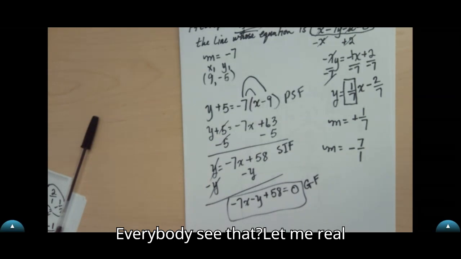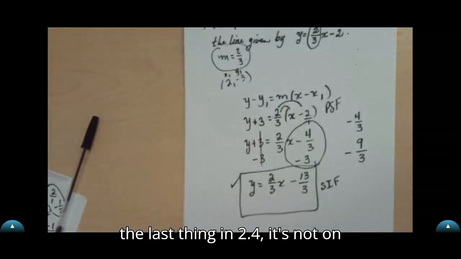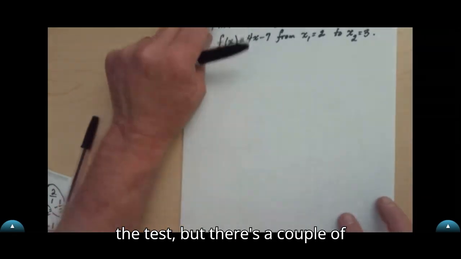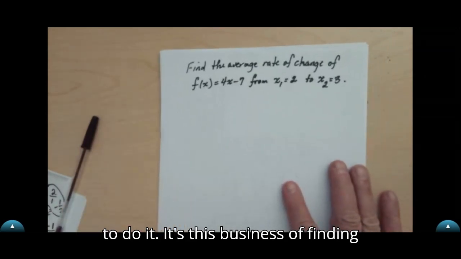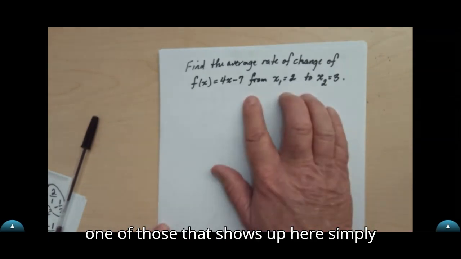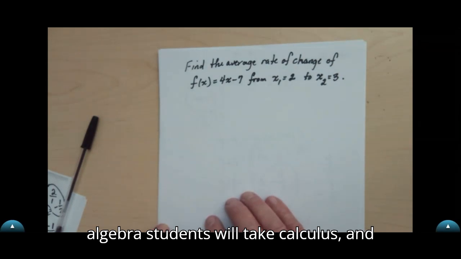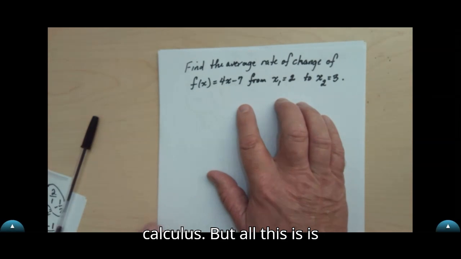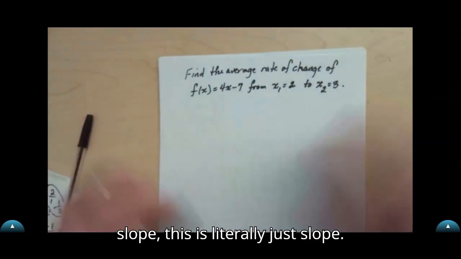Everybody see that? Let me real quickly do this problem because this is the last thing in 2.4. It's not on the test, but there's a couple of homework problems. I want you to know how to do it. It's this business of finding average rate of change. And this is one of those that shows up here simply because they know that some college algebra students will take calculus. And this is an idea that really pops up in calculus. But all this is slope. This is literally just slope.